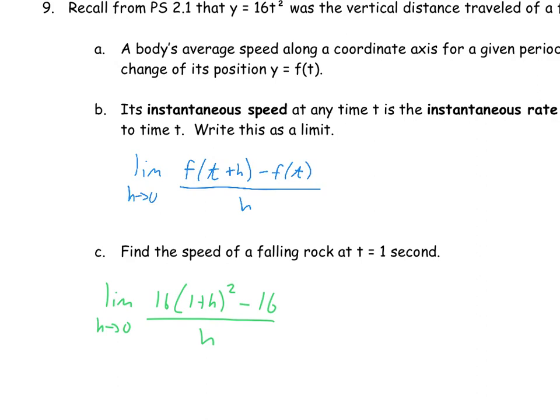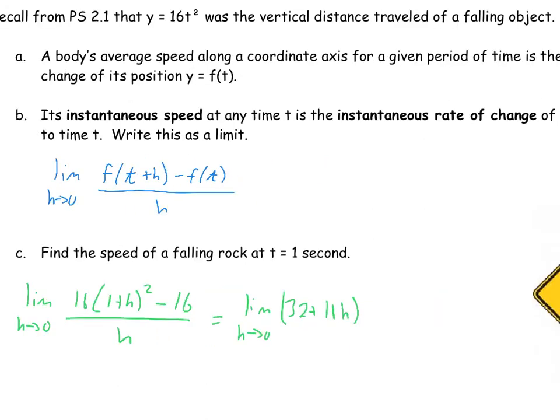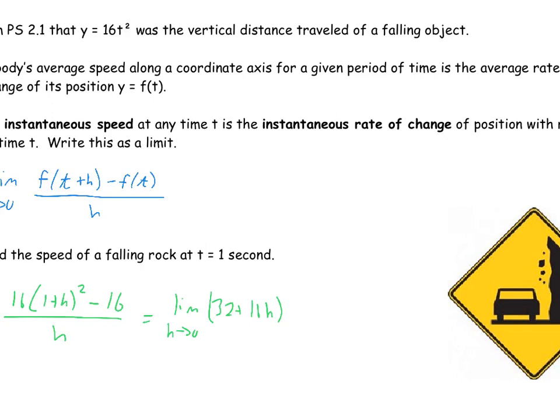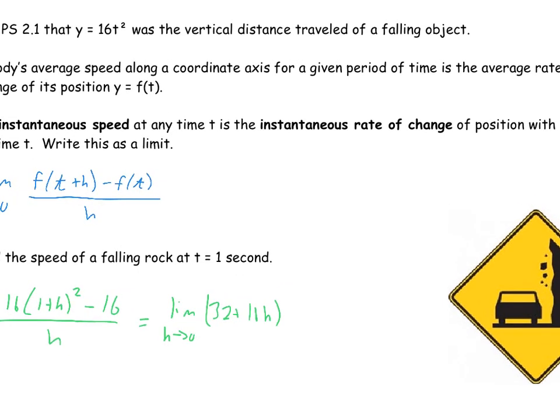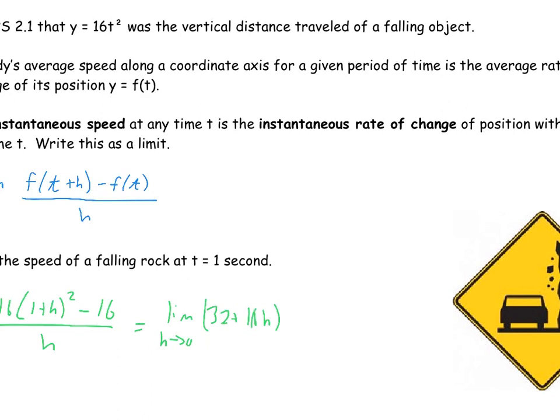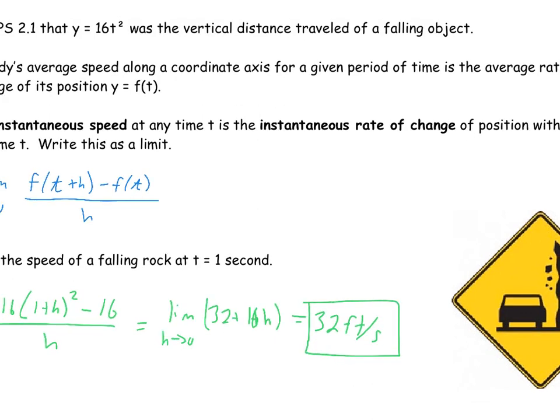So I'll save you some time simplifying this, but just multiply out the numerator. Your 16s will cancel, and then the h on the bottom will cancel if you do your algebra correctly. And so you end up with the limit as h goes to 0 of 32 plus 16h. And that limit as h goes to 0 is just 32. Units are provided in the question, so I'm going to provide units in my answer, 32 feet per second. And there you have it.